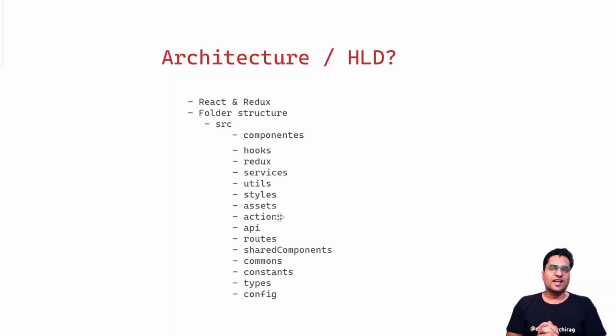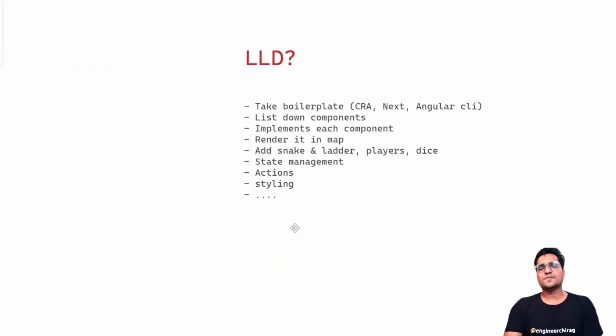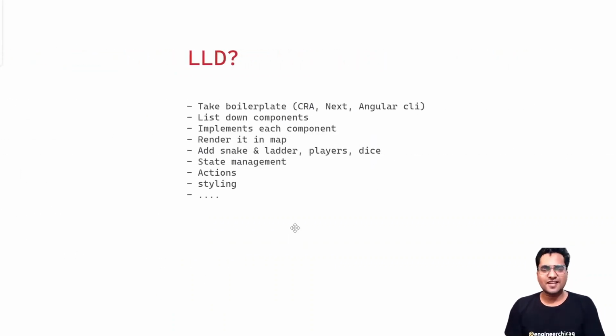Not bad. Okay. Then what about the LLD? Okay. Yeah, I can definitely tell the LLD. So how does it go? When it comes to the LLD, the first thing which comes to our mind, I will take a boilerplate. Like I will use either the CRA in order to set up my React boilerplate, or I will use Next boilerplate or Angular boilerplate or whatever framework or library we wanted to use, right? Then we'll list down the components that we wanted to develop. We will implement each of these components, like we have a board component and multiple components, right?